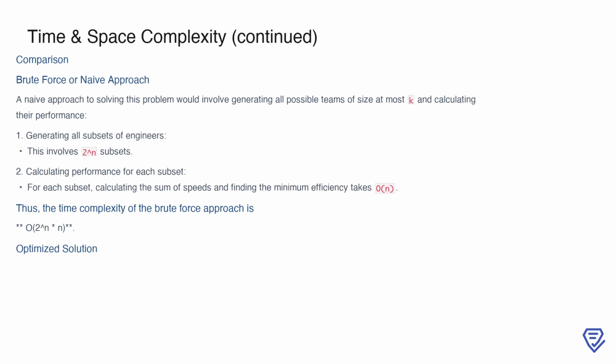To better understand the efficiency of the optimized solution, let's compare it to a brute force or naive approach. A naive solution would involve generating all possible subsets of engineers, which results in 2 to the power of n subsets. For each subset, calculating the sum of speeds and finding the minimum efficiency takes O(n) time. This means the total time complexity for the brute force approach is O(2^n * n), which grows exponentially and becomes infeasible for large inputs. On the other hand, the optimized solution avoids this exponential growth by sorting the engineers and using a heap to maintain only the top k speeds, significantly improving efficiency.